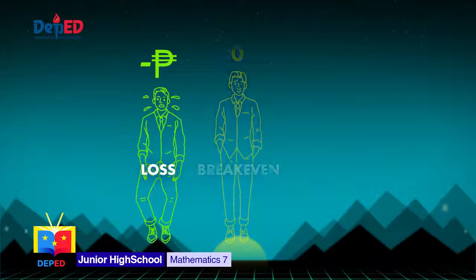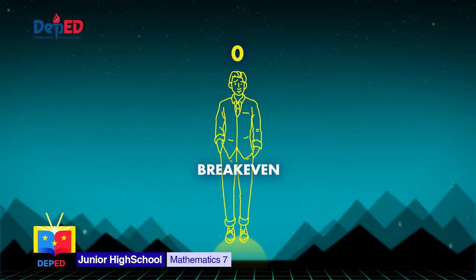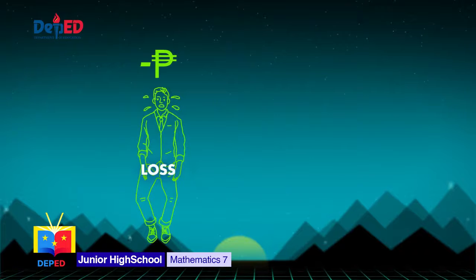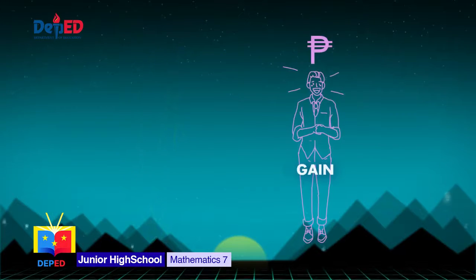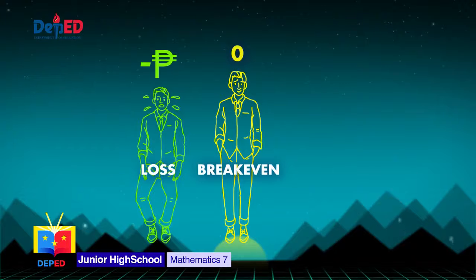Say for example, in business, the given term to describe 0 is break even, since you neither earn nor lose money. A negative output or income in business is called a loss, while a positive income is what we call a gain. Again, for business, we have loss, break even, and gain.